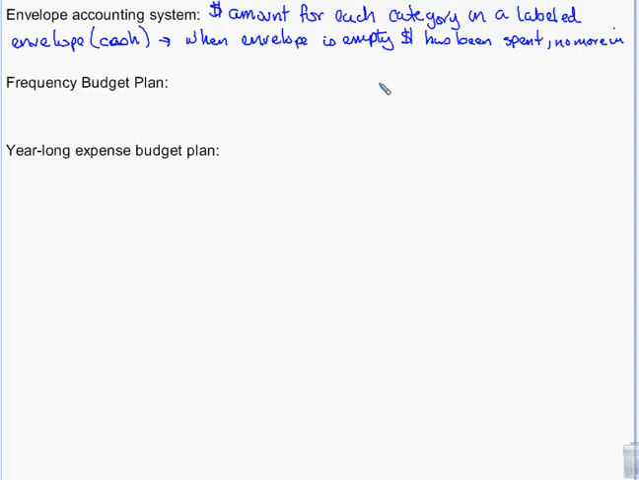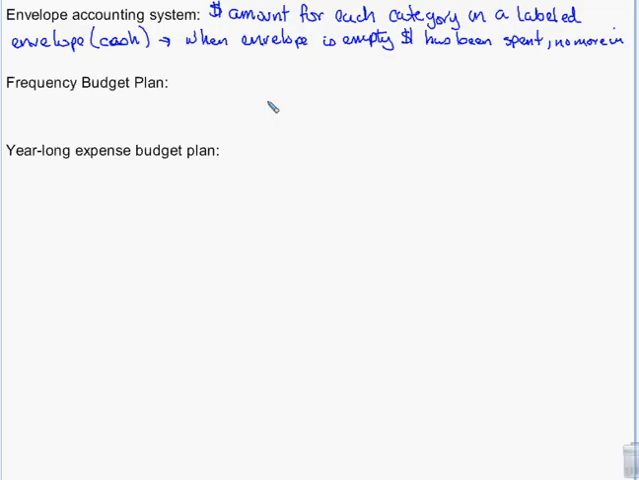So you have envelopes for each different category: rent, groceries, electricity, cable, food, entertainment, you know, things like that. And once the envelope is empty, so for example, you have an entertainment envelope and you had $50 in it. If you spent that $50, then that's it. You can't take money out of the other envelope. And for some people, this works very well, especially if, like I said, you work in a cash-based job. This can be very effective.